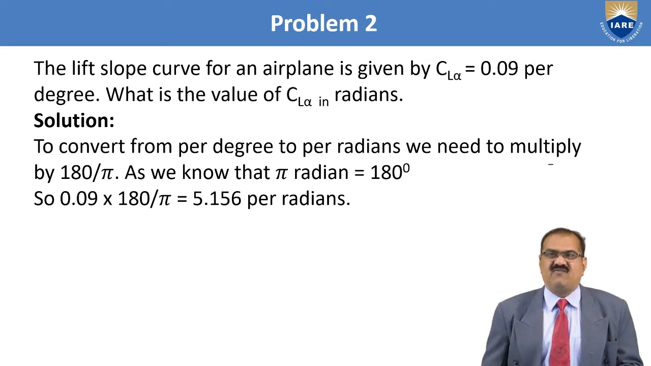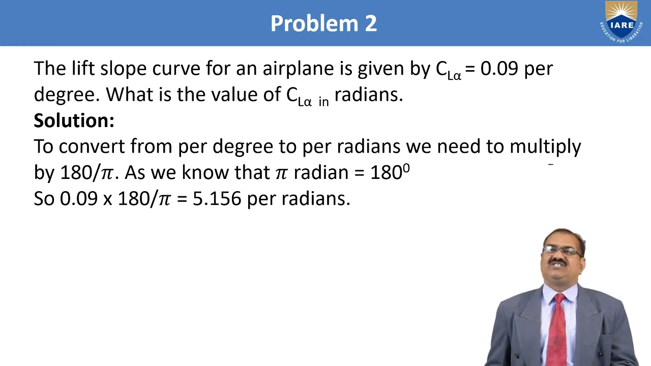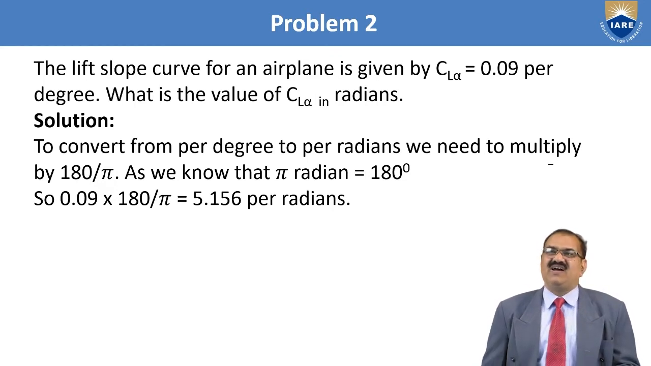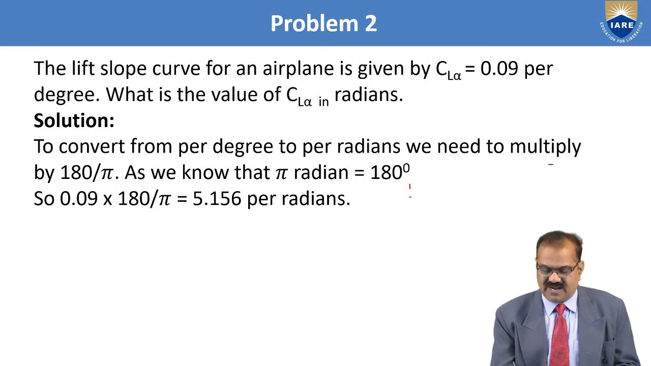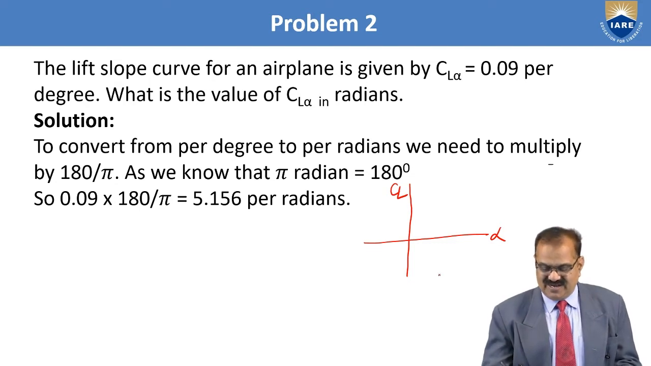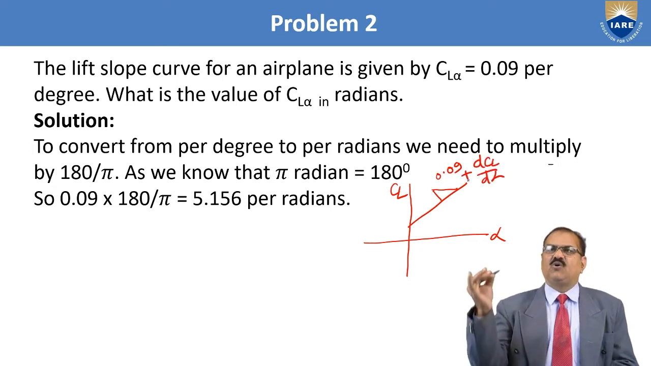The lift slope curve for an aircraft is given. CL alpha is equal to 0.09 per degree. What is the value of CL alpha in radian? So the lift slope curve looks like this: this is alpha and this is CL. CL alpha is given positive, so I am drawing it like this. This is the slope, and this slope is 0.09. This is dCL by d alpha. It is positive, meaning it goes upward.